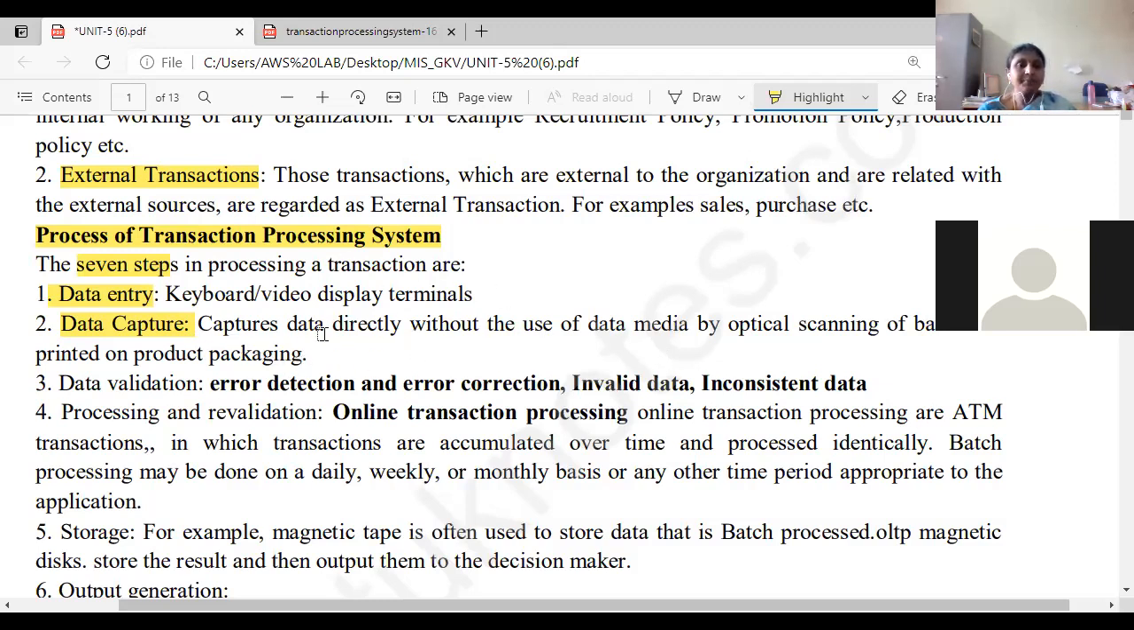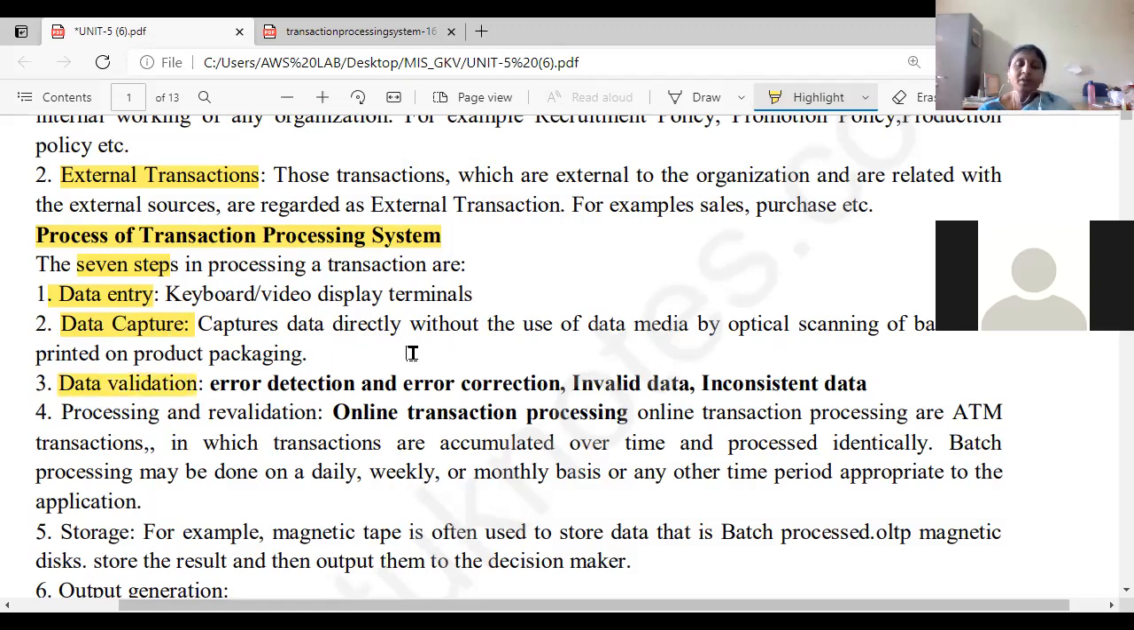So here it captures the data directly, without the use of data media, by optical scanning of the barcodes printed on the product packaging. In that way, we are capturing the data. So you have to verify whether the data is validated or not.